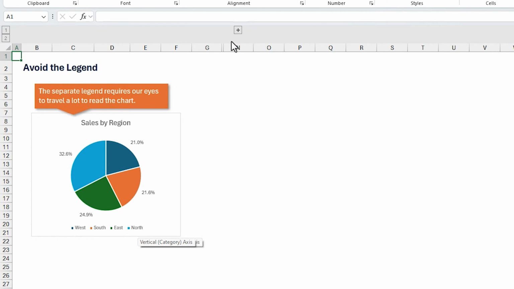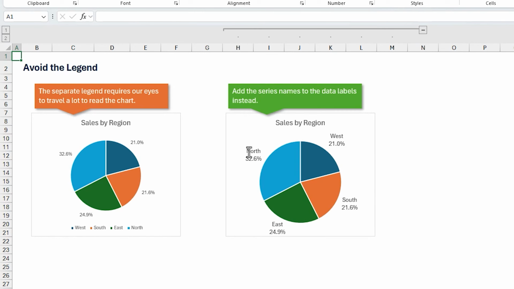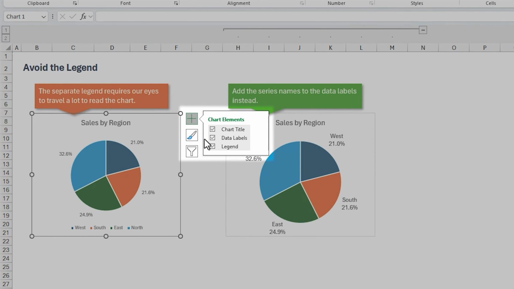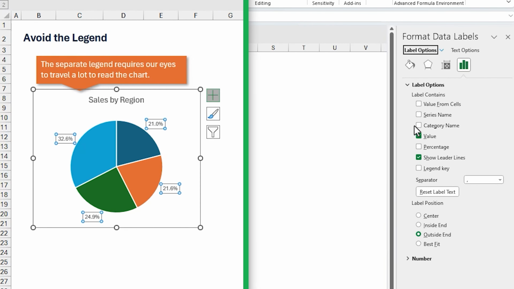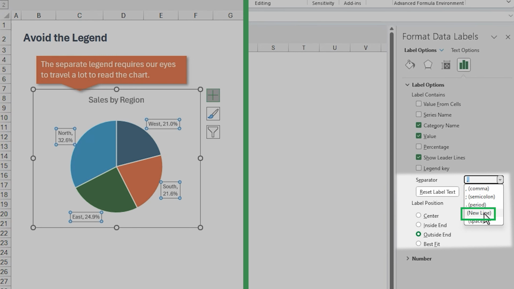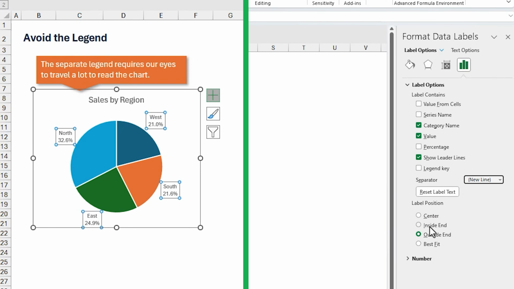So one thing we can do just to clean this up is to include the legend, or really the category names here, in the data labels. And this is easy to do in Excel. With this chart selected here, I'll just quickly show that. We're going to go to chart elements here. The first thing we're going to do is remove the legend. And then for data labels, we can go here to more options. And over here on the right side, we're just going to add the category name. And then we can also put that on a new line as a separator. And then the label position I use outside end. So these labels are plotted outside of the pie chart here. And that makes it much easier to read.